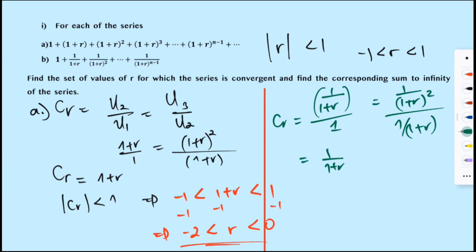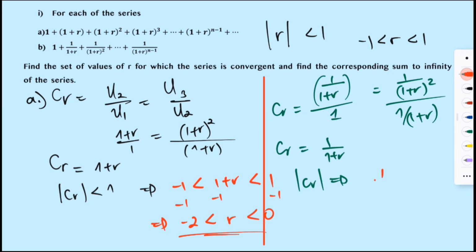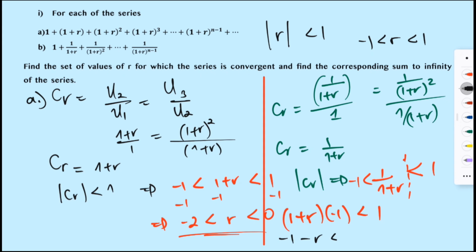All right, so the magnitude of this again should be less than 1. So this would imply 1 over 1 plus r is less than 1 and greater than minus 1. Okay, so I'm just going to break this up into two parts. All right, let's start off with this side. So we have 1 plus r times the negative 1, right, should be less than 1. And then we have negative 1 minus r less than 1.